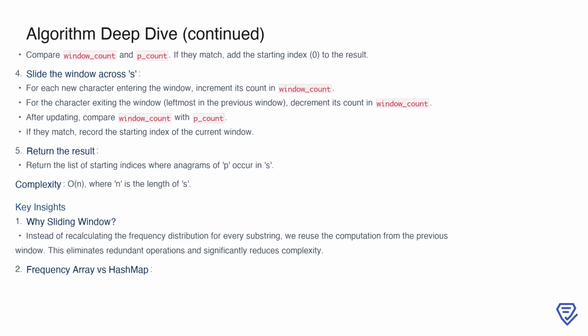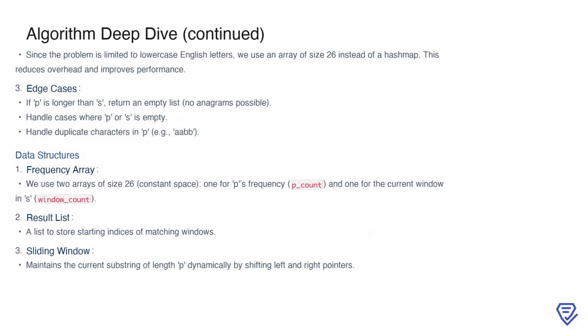From there, we slide the window across the string by adjusting the character frequencies dynamically. For each new character entering the window, we increment its count in window_count. Simultaneously, we decrement the count of the character that is sliding out of the window. After each update, we compare window_count with p_count, and if they match, we record the starting index of the current window. The sliding window approach is highly efficient because it avoids recalculating the frequencies for every substring from scratch.